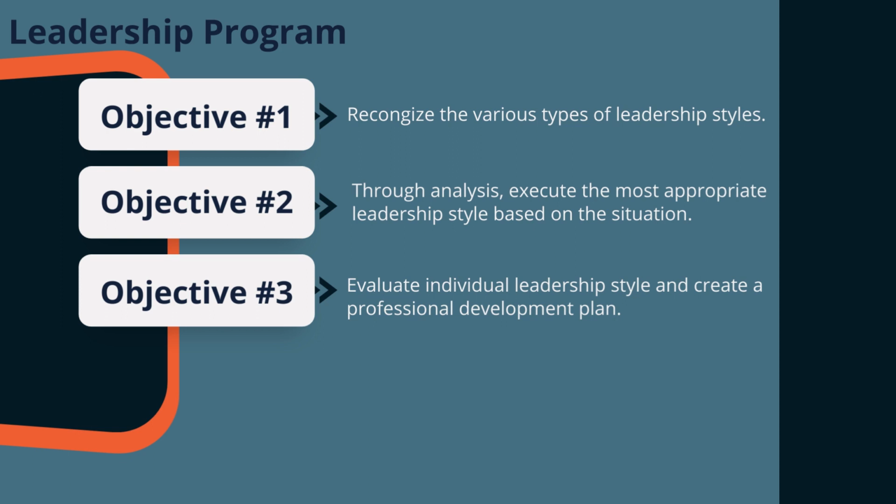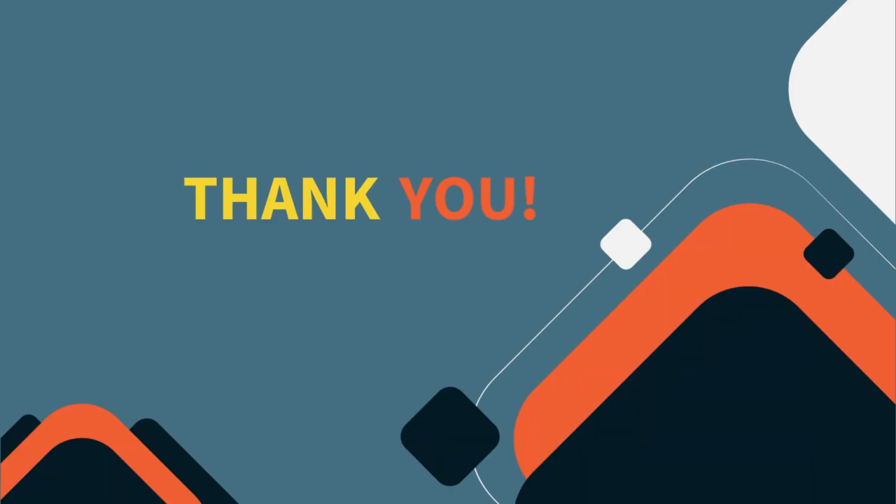After completing this module, participants will be able to, and then I have these three objectives. Objective one, recognize the various types of leadership styles. Objective two, through analysis, execute the most appropriate leadership style based on the situation. And then objective three, evaluate individual leadership style and create a professional development plan. So again, these are the objectives. Hopefully, I have correctly identified the objectives based on this week's course readings and applied again the backward design and then Bloom's taxonomy to create some really strong learning objectives.